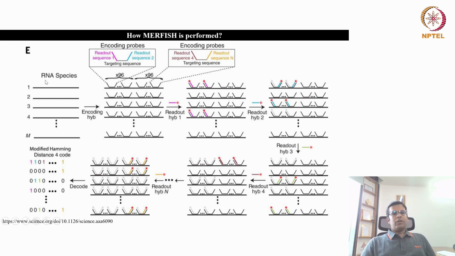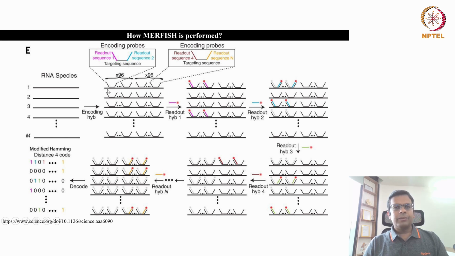So let's say in your tissue sample, there are m number of mRNAs, 1, 2, 3, 4. Let's say you want to detect 100 or even 1000 mRNAs. So how are these probes designed? These are 96 into 2, meaning a total of 2 times 96 probes, 192 probes total, for each mRNA.